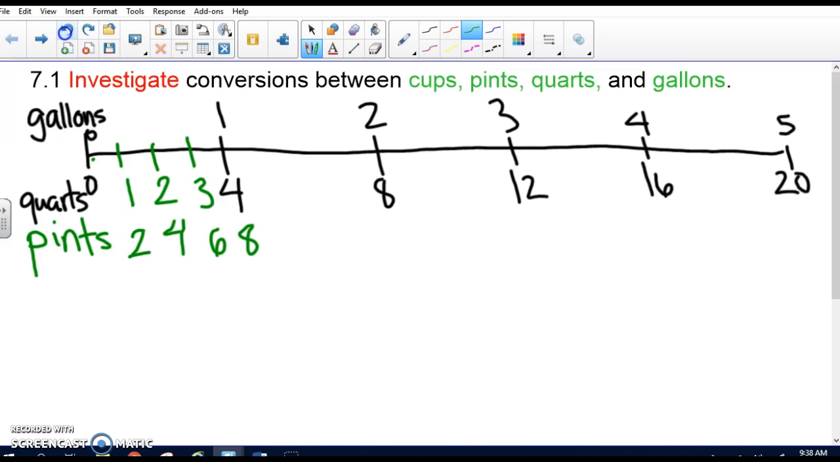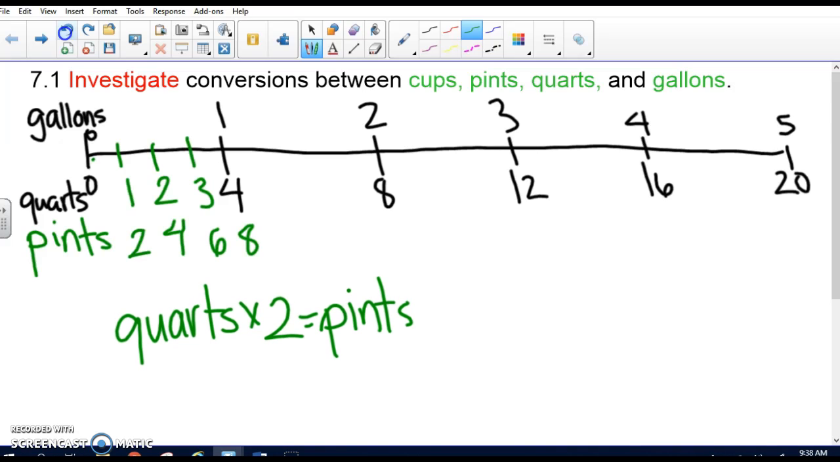Okay. And what's the generalization rule you could say from quarts to pints? Quarts times what equals pints? Times 2 equals pints, right? So just to check that, looking at my quarts, 1 quart times 2 is 2 pints, 2 quarts times 2 is 4 pints, 3 quarts times 2 is 6 pints, and 4 quarts times 2 is 8 pints. Thumbs up, thumbs sideways, thumbs down with that one.